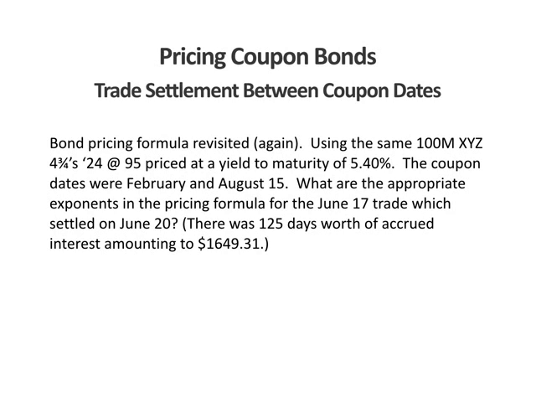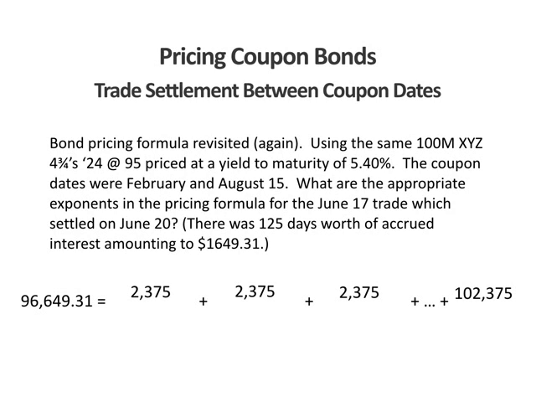In that situation, there was 125 days worth of accrued interest amounting to $1,649.31 included in the settlement value of that trade. Setting up the formula, the full value or dirty price is on the left-hand side of the equation. The 95% of par, or $95,000, plus the $1,649.31 of accrued interest. That is the present value of all the cash flows for the trade settling between coupon payment dates.